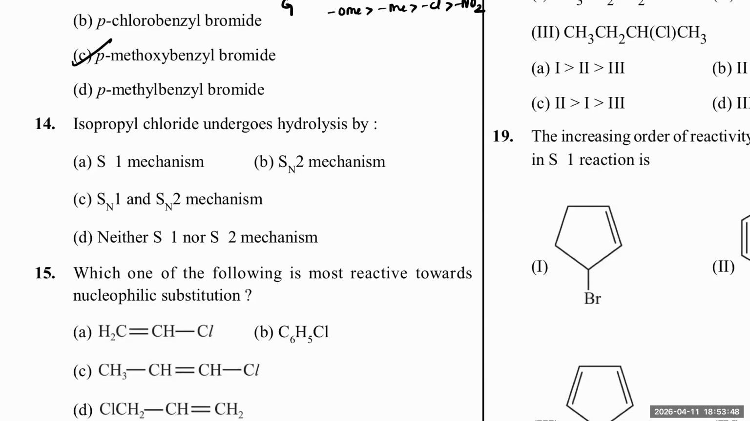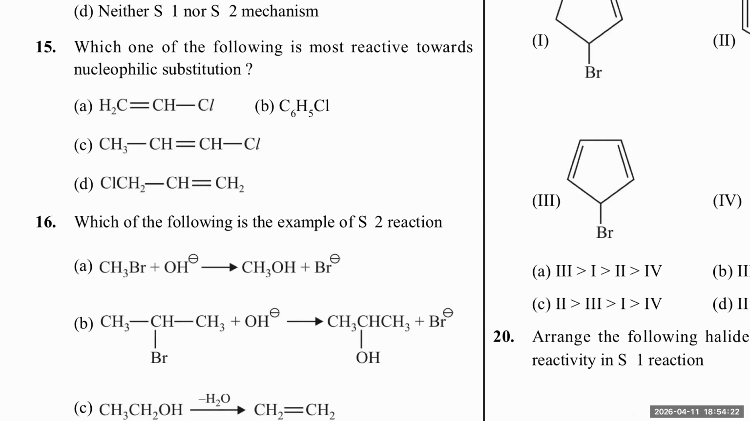Isopropyl chloride undergoes hydrolysis like this. Hydrolysis can happen only with water, or hydrolysis can happen with OH minus and water. So that means in acidic medium or a basic medium or neutral medium, hydrolysis can happen. In such case, you can get OH. Now, if only water is used, it will majorly go for SN1. If OH minus is used, it will go for SN2. That means both SN1 and SN2 are possible.